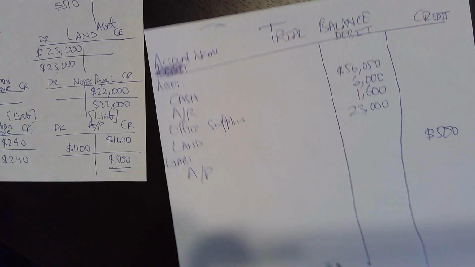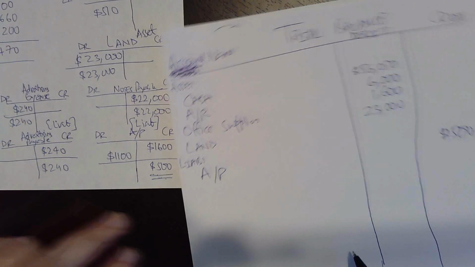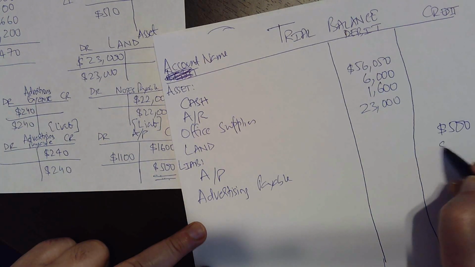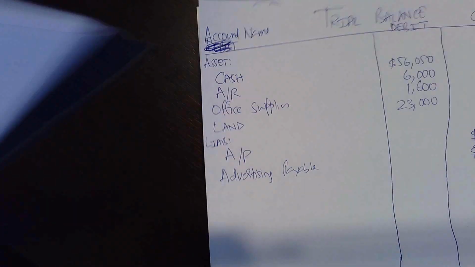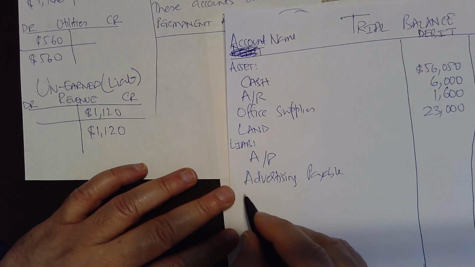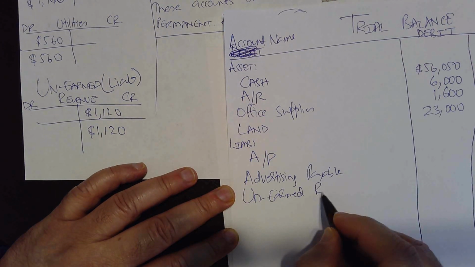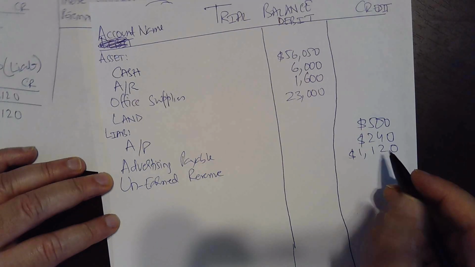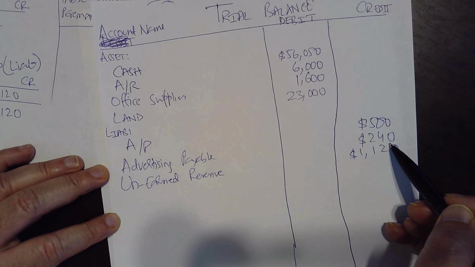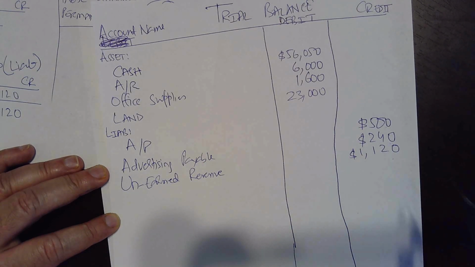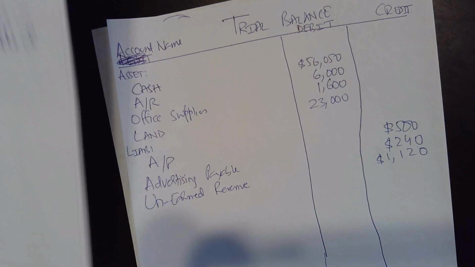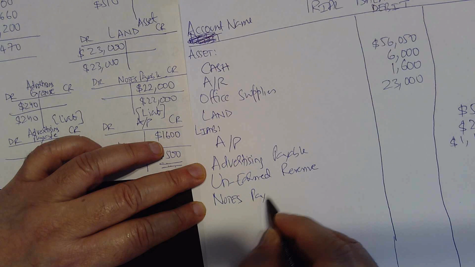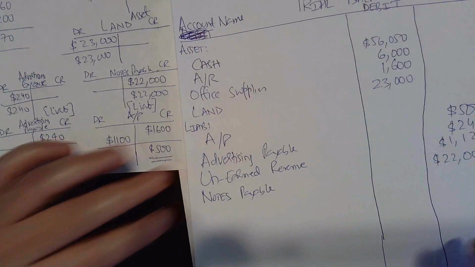Now besides this $500, we also have advertising payable. So we will put advertising payable, and it is $240. And the next is unearned revenue, which is also a liability, for $1,120. So you notice I put $500 for accounts payable, $240 for advertising payable, and unearned revenue of $1,120. Okay, do we have anything else? Let's see. Over here we have notes payable, so we're going to put notes payable of $22,000.